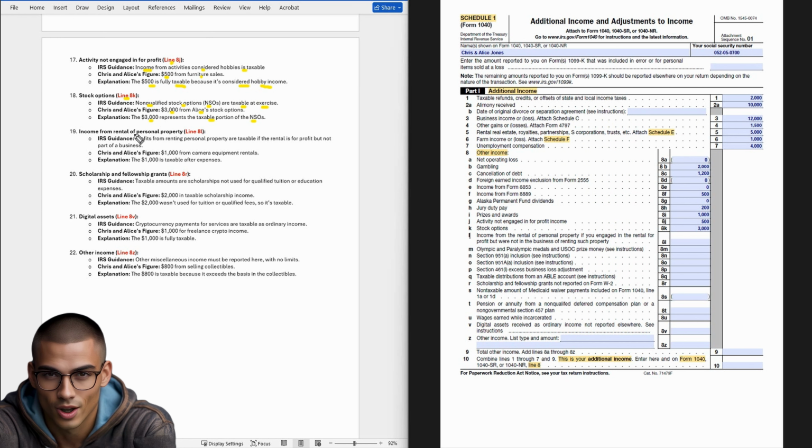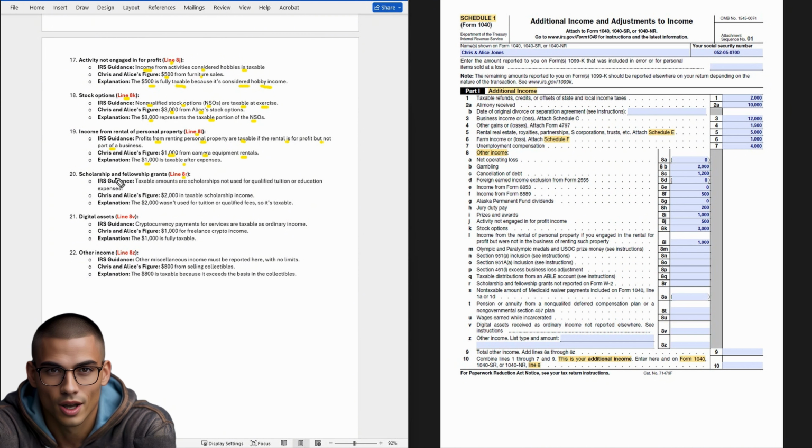Next, we have income from rental of personal property on line 8L, and these are profits from renting personal property that are taxable if the rental is for profit but not part of a business. So for Chris and Alice, they had $1,000 from camera equipment rentals. So the $1,000 is taxable after expenses. So they would need to include this $1,000 on line 8L here.